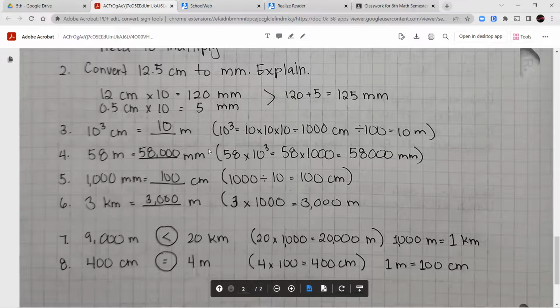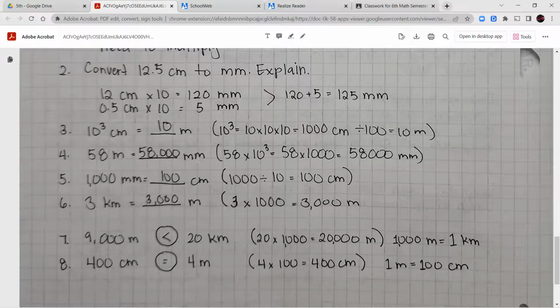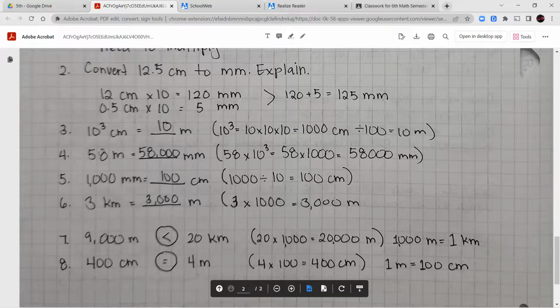Next, I have 58 meters that I want to convert into millimeters. Now, if I'm going from meters to millimeters, I'm multiplying by 1,000 because we already discovered that there's 1,000 millimeters in 1 meter. So I'm going to do 58 times 10 to the power of 3, or 58 times 1,000. And that's going to give me 58,000. So 58 meters is equal to 58,000 millimeters.